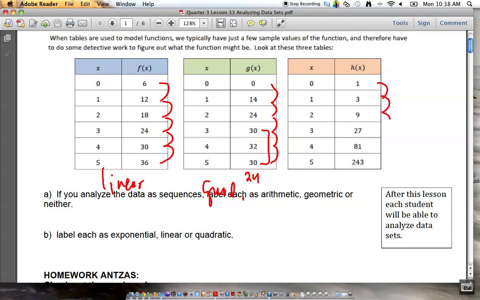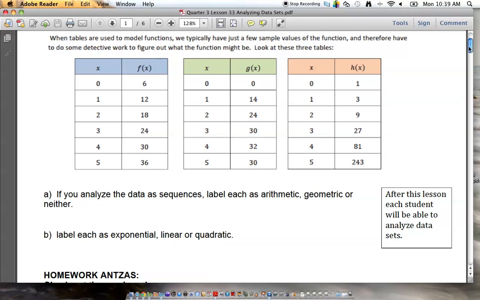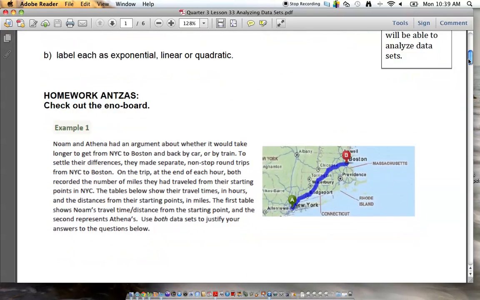What do you notice about the next one? It's definitely exponential because this is going up by a common ratio of 3. 3 times bigger, 3 times bigger, 3 times bigger, and so on and so forth. Okay? Any questions? All right, it's extremely important that you be able to recognize those when you see them.